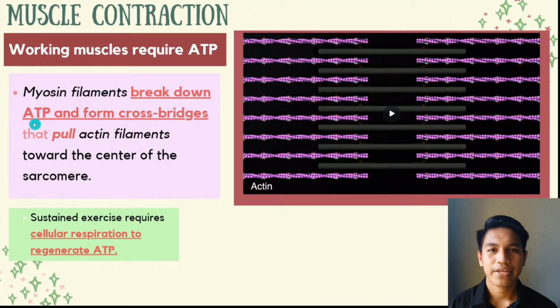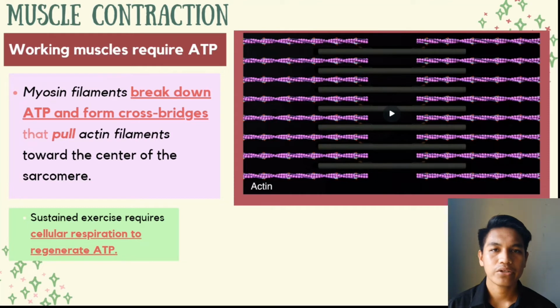Working muscles require ATP. Myosin filaments break down ATP and form cross bridges that pull actin filaments toward the center of the sarcomere. How does it happen? The myosin filaments attach to the actin, forming a cross bridge. The breakdown of ATP releases energy, which enables the myosin to pull the actin filaments inward, contracting the muscle.